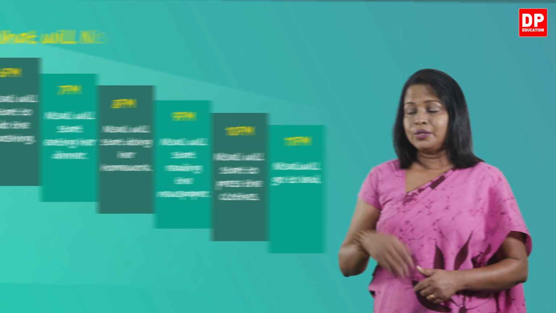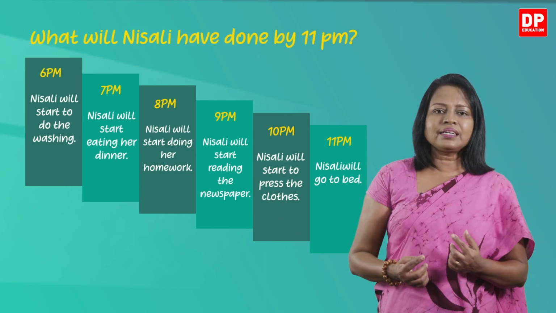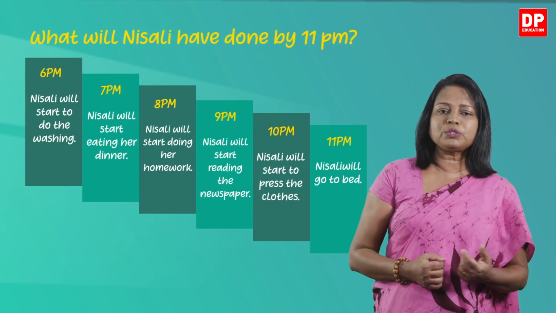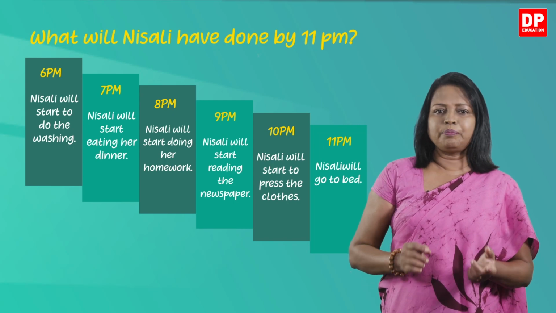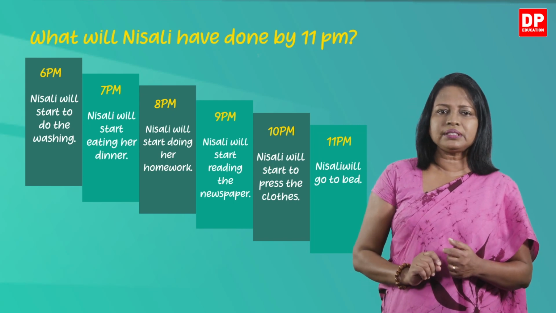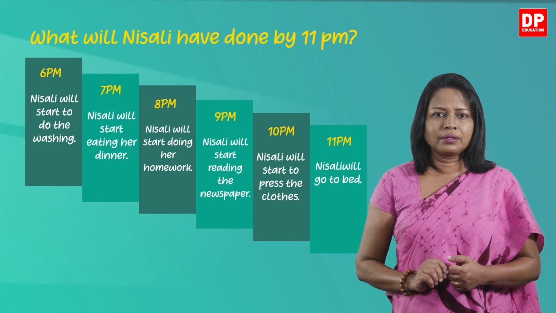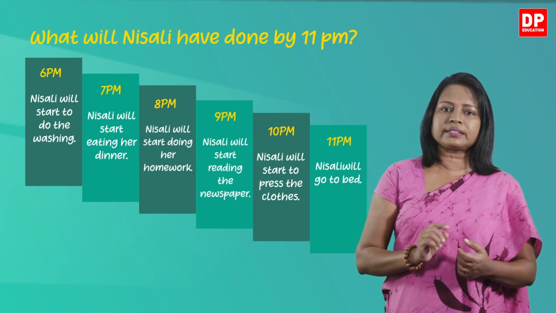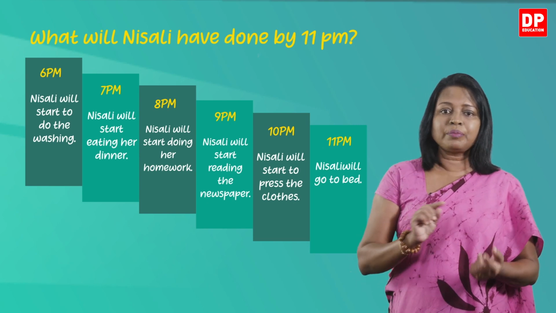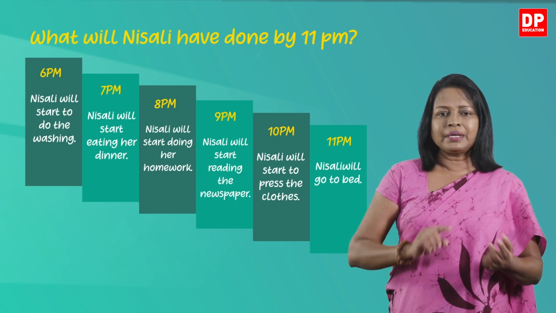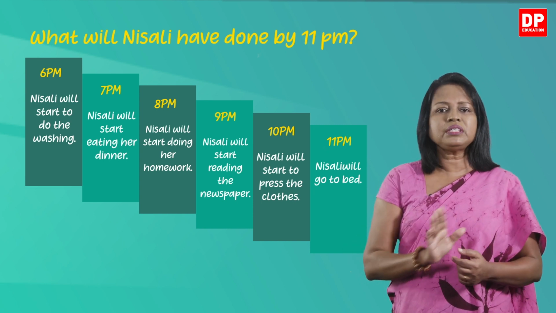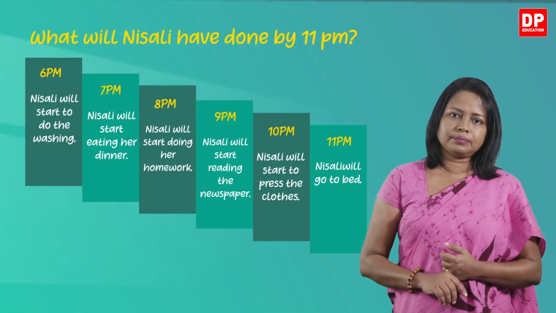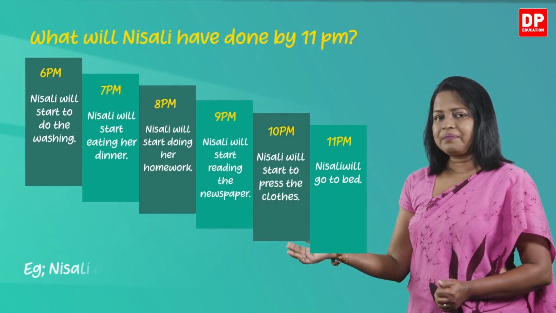Children, now let's do another activity. This time you are going to write sentences using future perfect tense. Look at this. The chart shows how Nisali plans to spend her evening. She plans to do several activities according to a set time. So we can make a guess about the activities she will have done by a particular time. By 11 o'clock, she will have finished her daily work. Look at the example given.